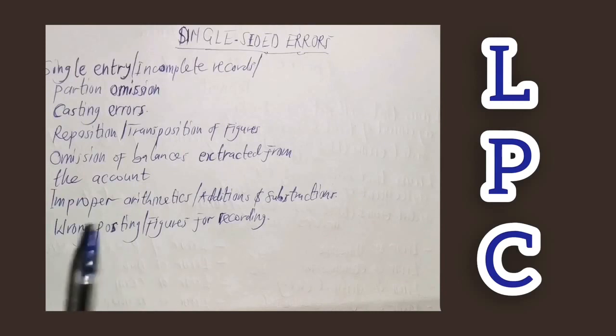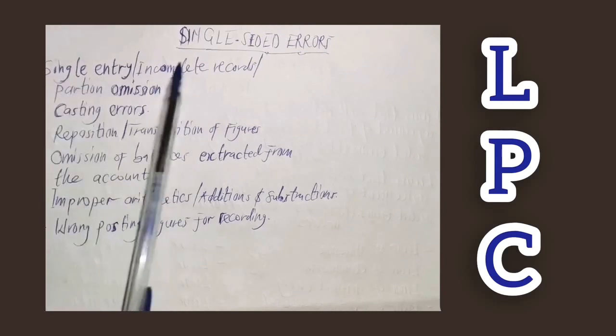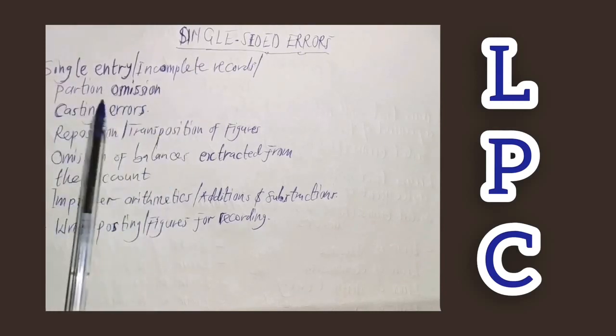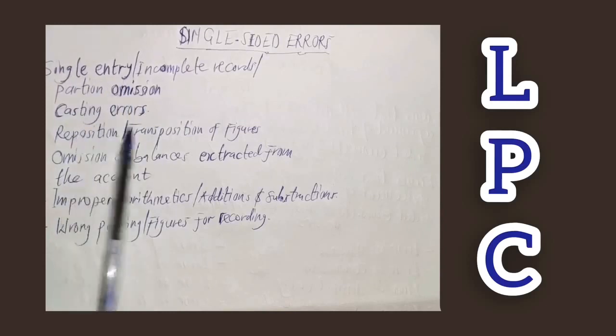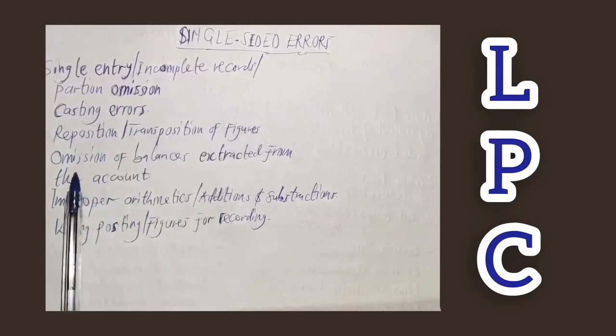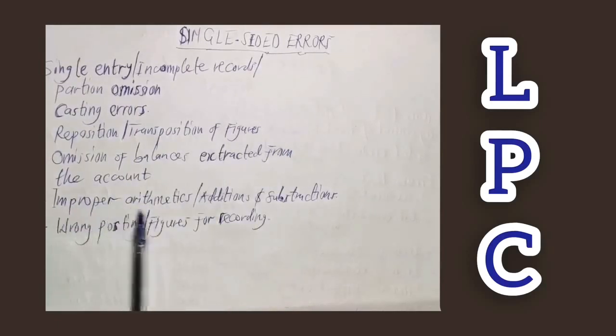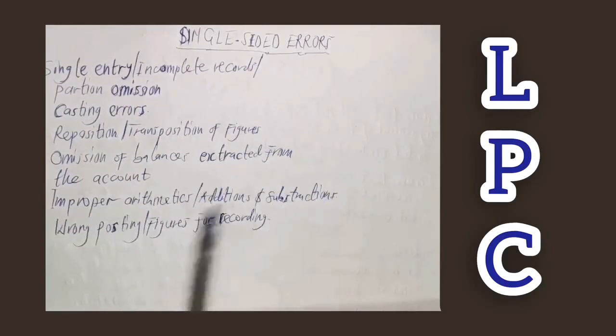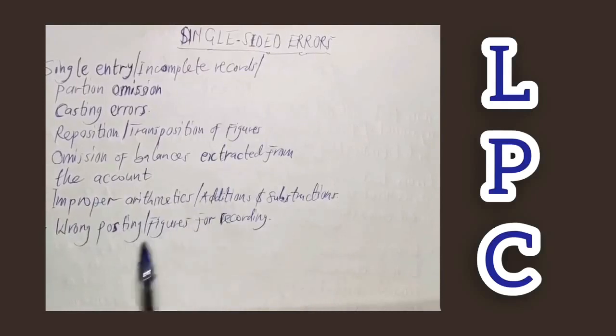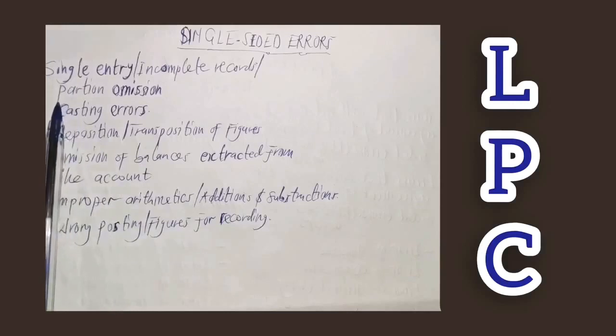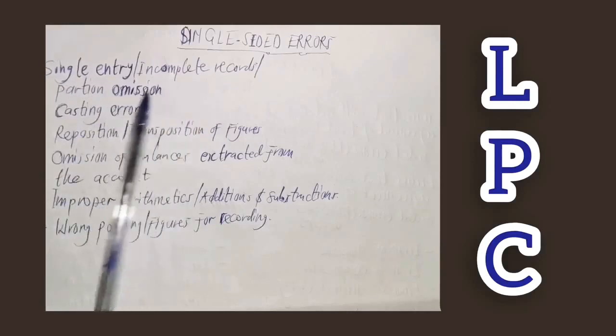Under that, we'll be looking at single entry or incomplete records or partial omission, casting errors, reposition or transposition of figures, omission of balances extracted from the account, improper arithmetic or additions and subtractions, and wrong posting of figures for recording. Alright. So, single entry or incomplete records or partial omission.